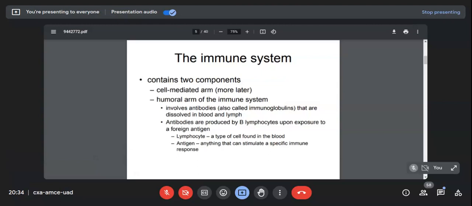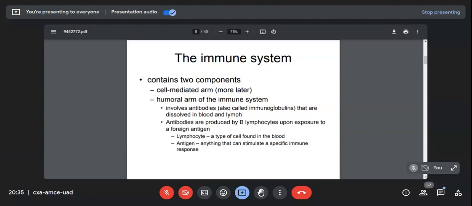So B lymphocytes or B cells, like you usually call them, have what we call antibodies, which are found usually in blood and lymph. What's the purpose of these B cells and these antibodies? The main purpose is that you would find them being activated when a person has been exposed to a foreign antigen. So we would first of all define what a lymphocyte is and what an antigen is.